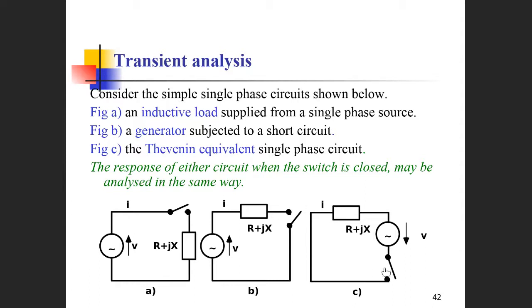Anyway, in our case the short circuit may occur at a different place, as shown in C. In either case A, B, or C, the transient phenomena are similar. The response of the circuit is similar. We use the switch here to represent the short circuit case.